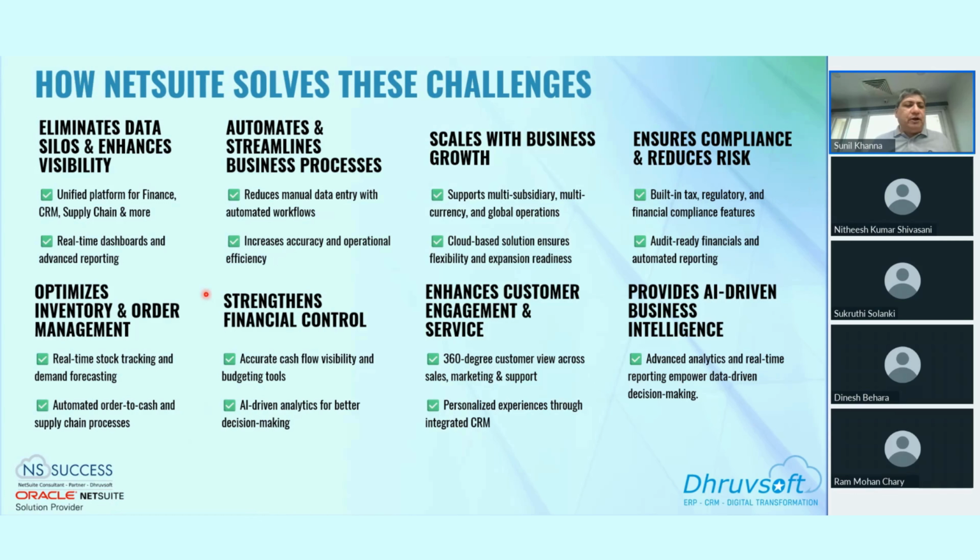If you look at NetSuite order management and inventory modules, it gives you real-time stock tracking and demand forecasting capability. It ensures that you get real-time visibility on what stock you have in which warehouse. It can also help you forecast your demand. It can also help you automate the process that you have for order to cash and supply chain. So you can automate the complete process with NetSuite.